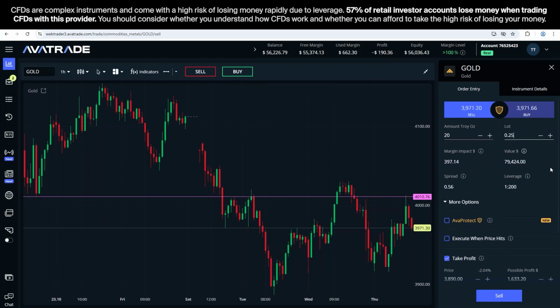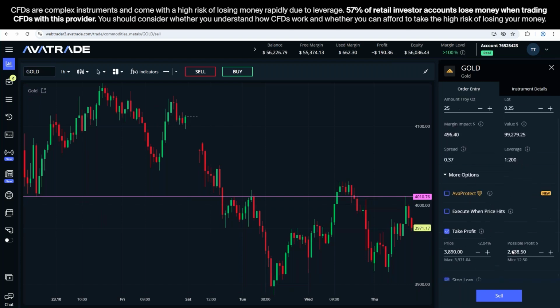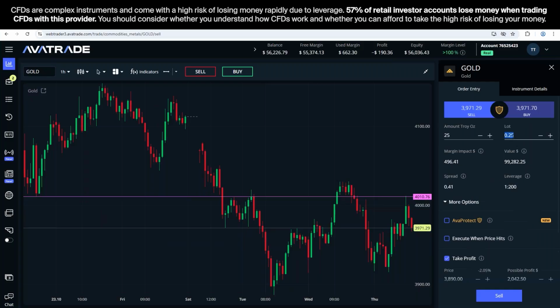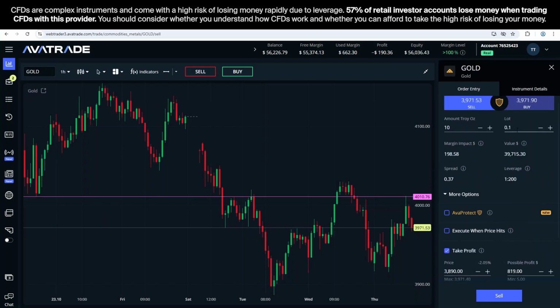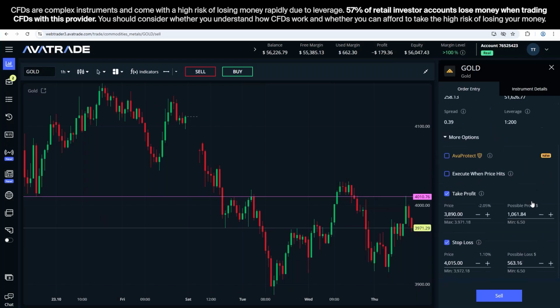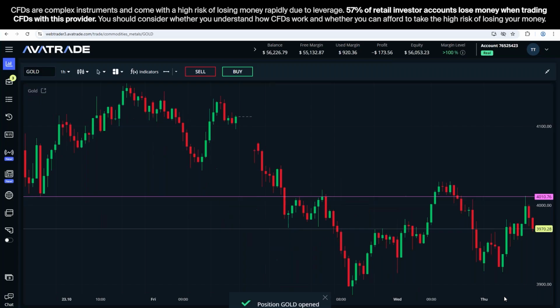If I go down to say a quarter of a lot, I'm risking 1,000. If I do a tenth of a lot, I'm risking 430, getting close to my comfortable zone. There I'm risking about 1% on my balance to make almost 2%. And so then I can go into that position.